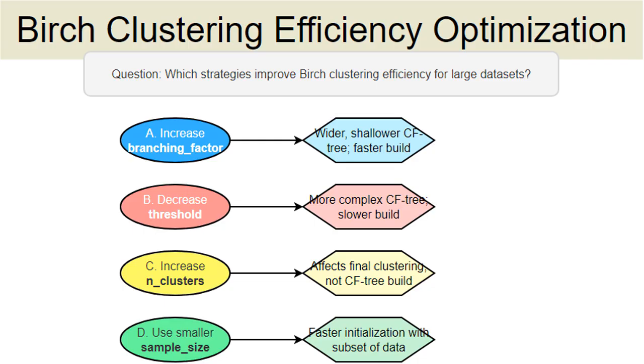This is the title, highlighting the core topic. How to make BIRCH clustering, a method for grouping large datasets, run faster. We'll explore ways to tweak BIRCH's settings to achieve that.